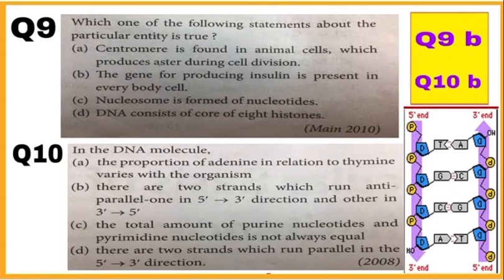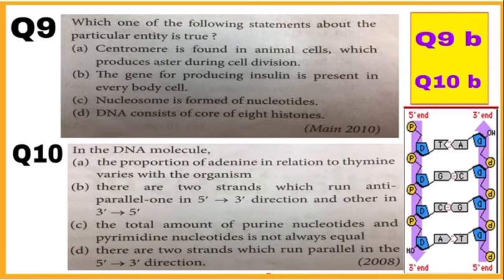Statement A में देखिए, सेंट्रियोल प्रेजेंट होता है एनिमल सेल में विच प्रोड्यूसेस एस्टर ड्यूरिंग सेल डिवीजन. स्टेटमेंट सी में देखिए, न्यूक्लियोसोम इज फॉर्म्ड ऑफ अ कोर ऑफ 8 हिस्टोन्स. And in statement D, DNA is composed of nucleotides. So, out of 4 statements, true statement is B. Mark B as a correct answer.